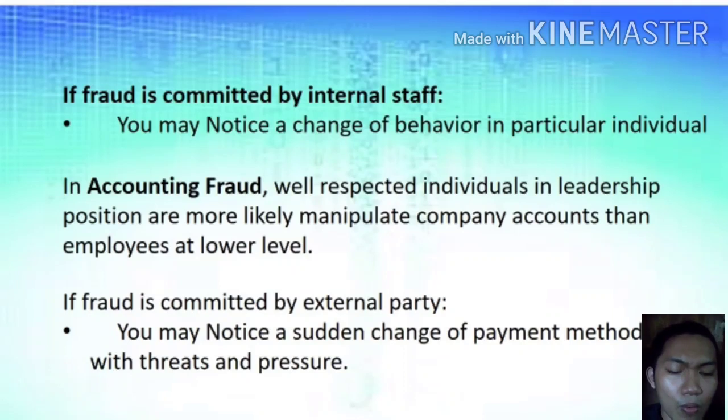So, what if fraud is committed by the internal staff? The warning sign is that we notice a change of behavior in a particular individual, such as being secretive or blaming others for missing records or having irregular invoices. Then what if fraud is committed by an external party? The warning sign is a sudden change of payment method along with threats and pressure.